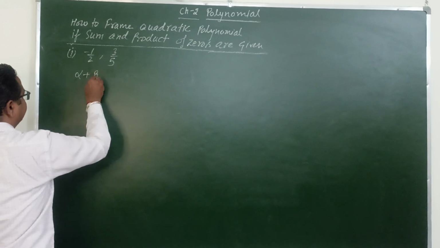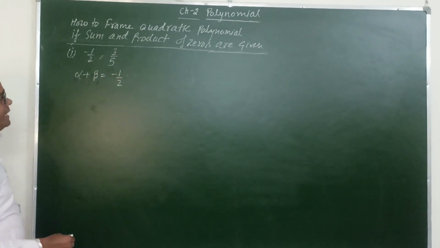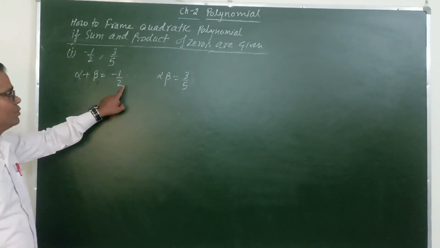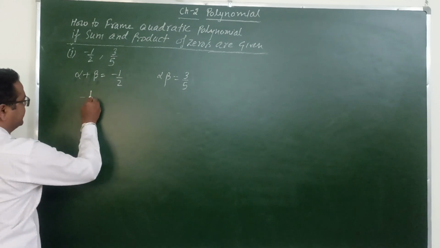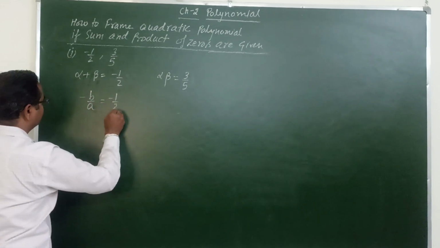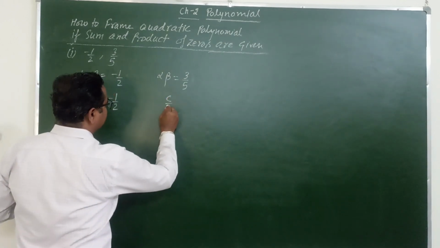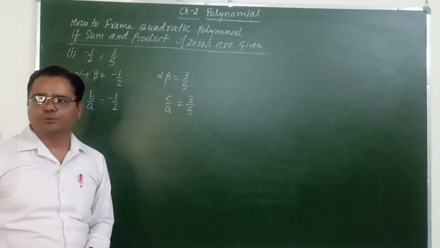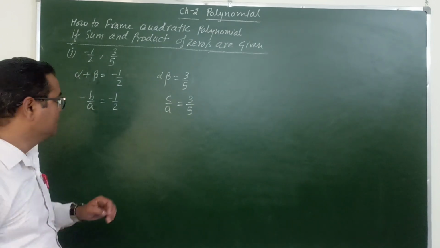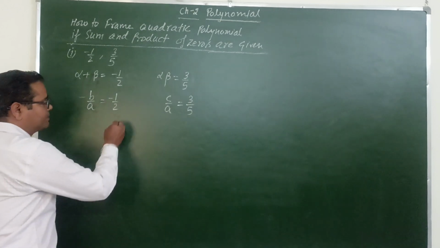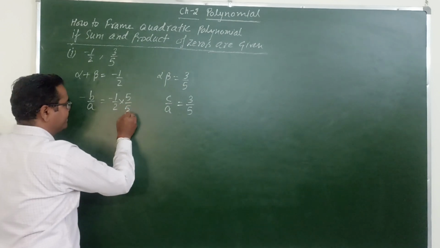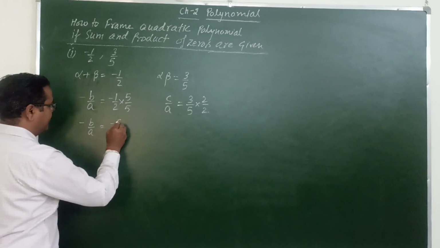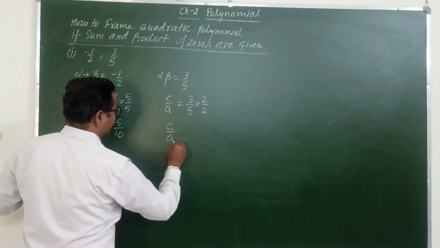Alpha plus beta is already given, minus 1 by 2. Then alpha into beta is already given, that is 3 by 5. Here the denominator is 2 and here the denominator is 5. Alpha plus beta is minus b upon a, which means minus 1 by 2. Alpha into beta is c over a, which means 3 by 5. Now here the denominator of a is showing 2, here it is showing 5, but a should be the same. If a is the same, then the values here and here should come accordingly. So to equalize them, first multiply the numerator and denominator by its denominator, here with 2 up and down, and there with 5 up and down. What we will get: minus b over a is minus 5 by 10, c over a is 6 by 10.